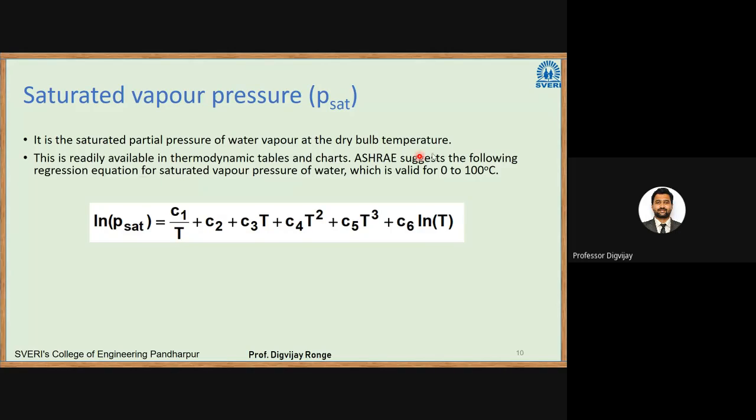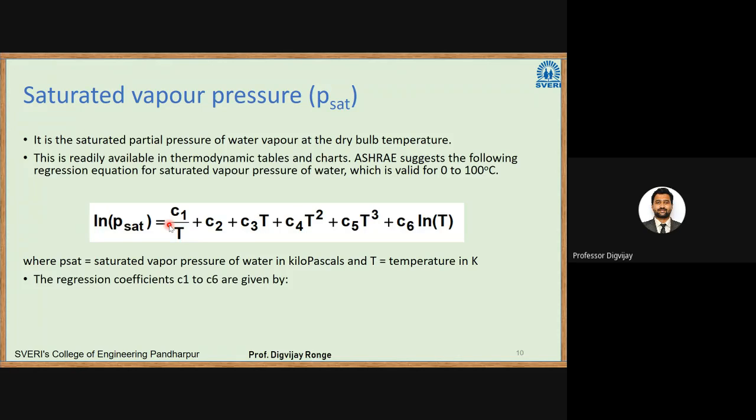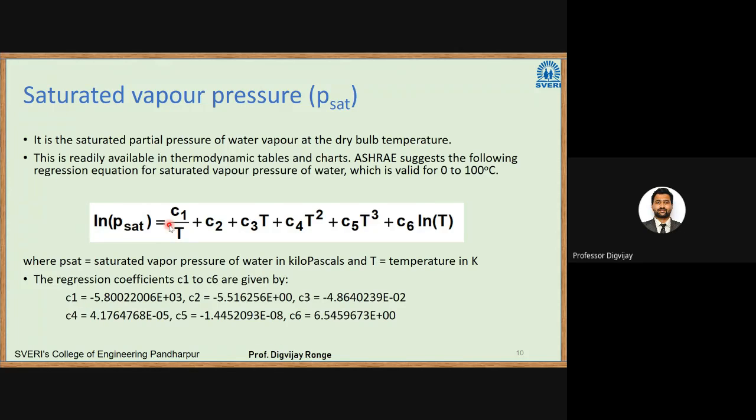So similarly, ASHRAE has suggested this regression equation, if you want to calculate the saturated vapor pressure for a given temperature. Okay. So you can do this calculation if you want. I will show you the values of these constants. In this equation, Psat is equal to the saturated vapor pressure of water in kilopascal and temperature is in Kelvin. The regression coefficients C1 to C6 are given by these. These are the constants which have been found out by ASHRAE. C1 value is given here, minus 5.8 e to the power 3, then C2, C3, C4, C5, and C6. So you have to put these values in this equation for a given temperature.